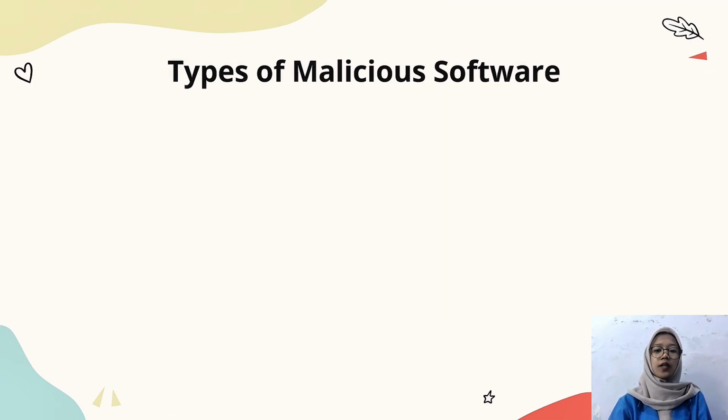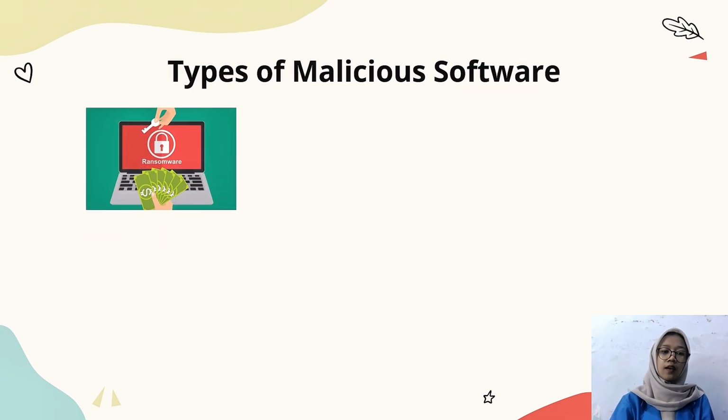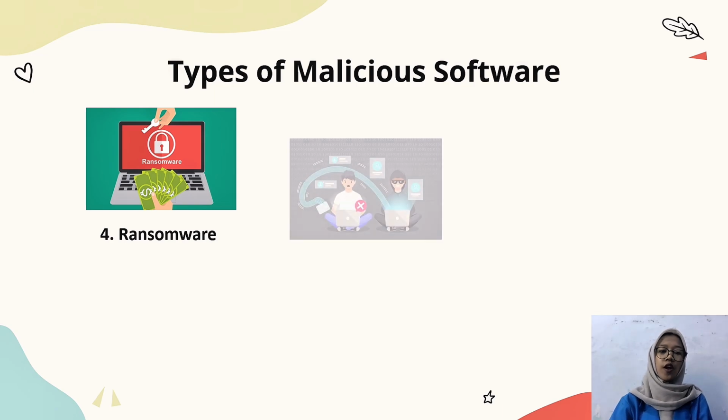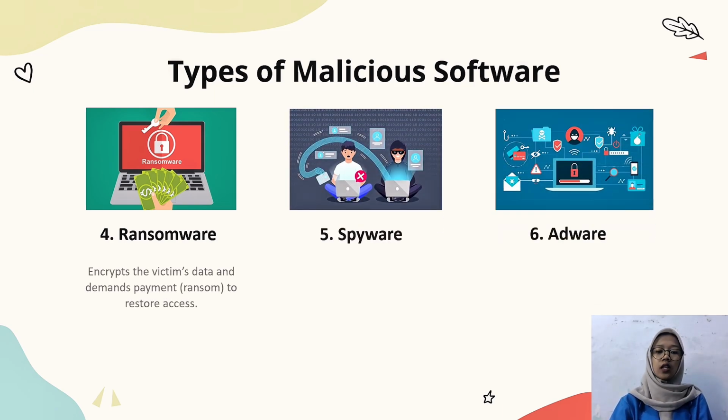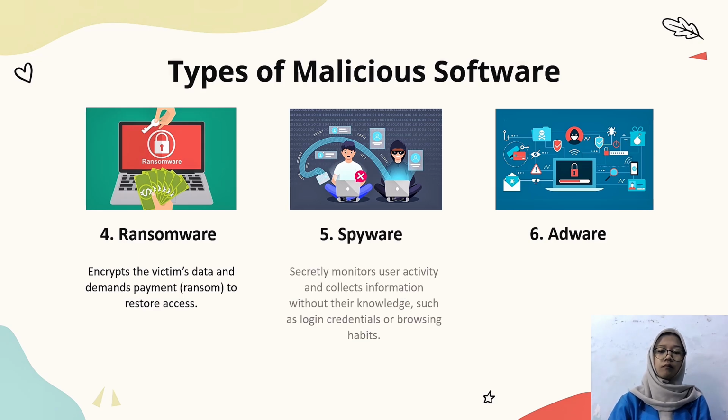Here are more types of malicious software: ransomware, spyware, and adware. Ransomware encrypts the victim's data and demands a ransom payment to restore the data. Spyware secretly monitors user activity and collects information without their knowledge, such as login credentials or browsing habits.